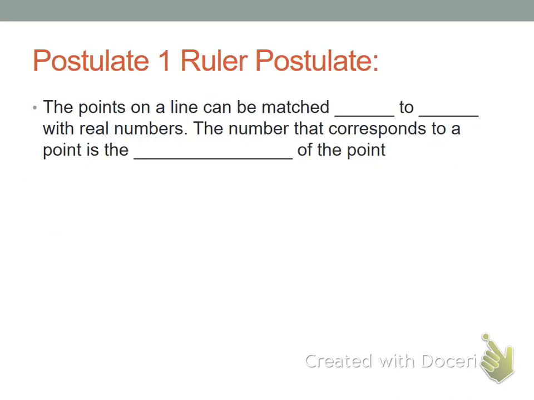All right, first up we've got the ruler postulate. The points on a line can be matched 1 to 1 with real numbers. The number that corresponds to a point is the coordinate of the point. We already talked about that definition above.